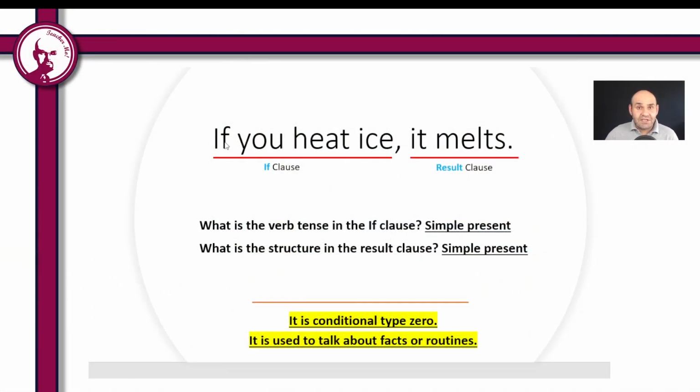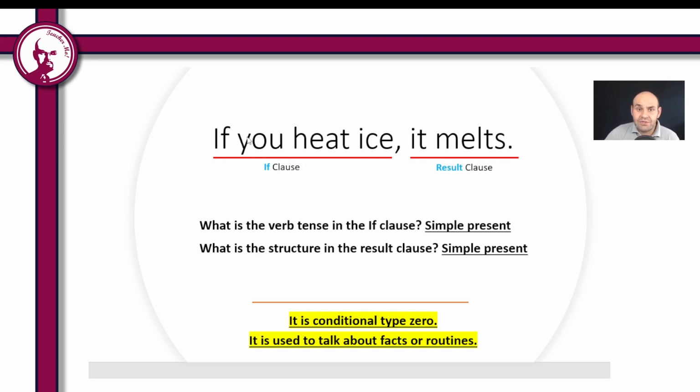In the previous video, we talked about different types of conditionals, and in today's video, we want to do some exercises about them. This is the example that we already discussed. If you heat ice, it melts. We said that every conditional sentence consists of two clauses. An if clause, which is also called the main clause, and the result clause.